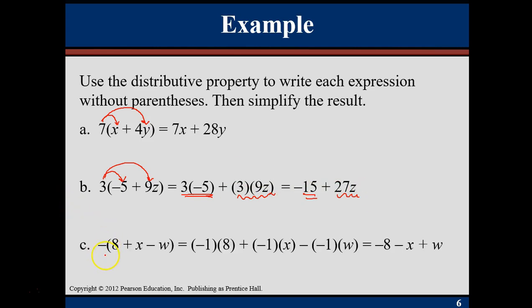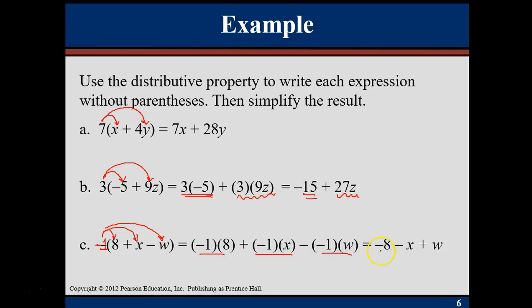If you don't see a number outside of the parentheses, but there's a sign, or even if there isn't a sign, then there's an invisible 1. So I'm going to take this little invisible -1 and multiply that by each term inside the parentheses. So -1 times the 8, -1 times the x, -1 times the w.